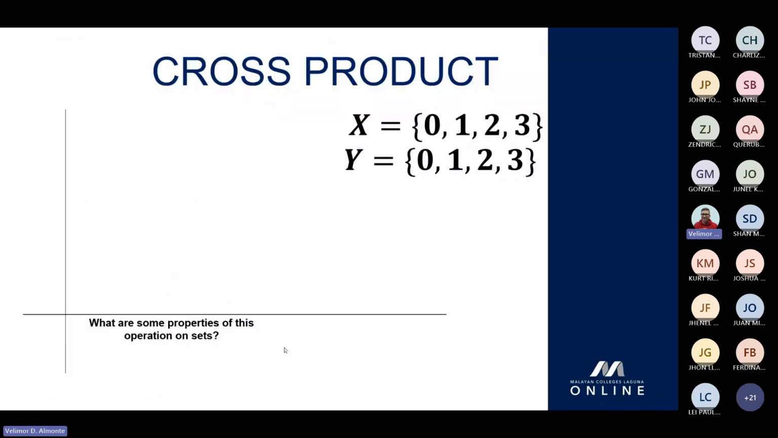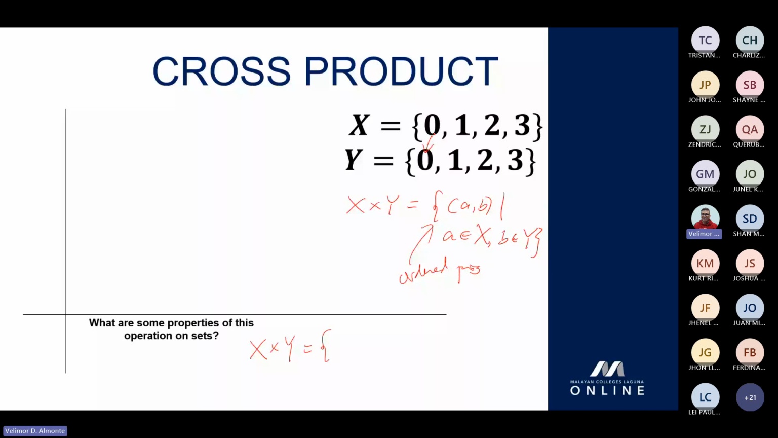Okay, one last: cross product. So for example, you have X and Y there. What it contains is ordered pairs. It doesn't have numbers as the elements. The elements are ordered pairs. So that's the symbol, X cross Y. All you have to do is to pair.